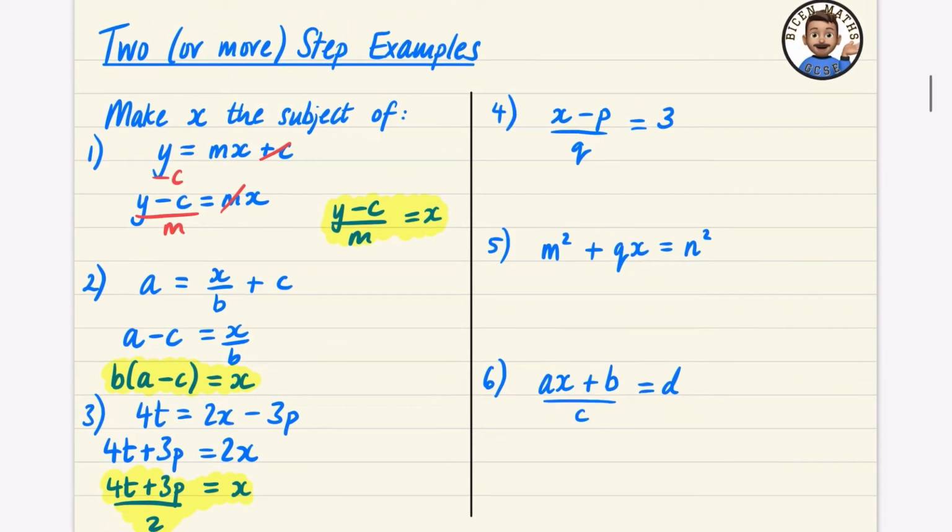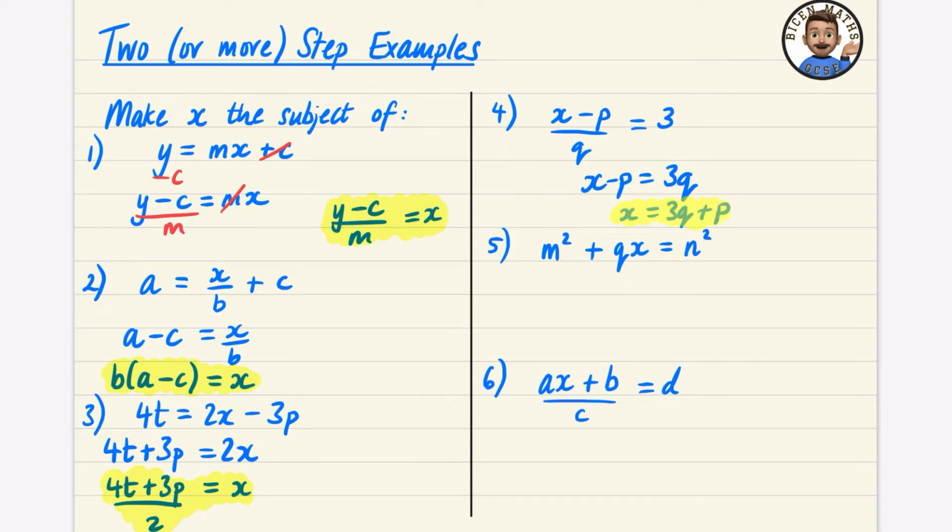Okay, in this question that we've got up at the top, I'm trying to get x by itself. Remember, this is x subtract p, and then it's being divided by q. So the first thing I'm going to do is multiply by q. That will cancel out the q, so that I get x minus p equals 3 times q, which is 3q. Now I just need to do the opposite of subtract p to this side, which is just going to be plus p, so that's 3q plus p.